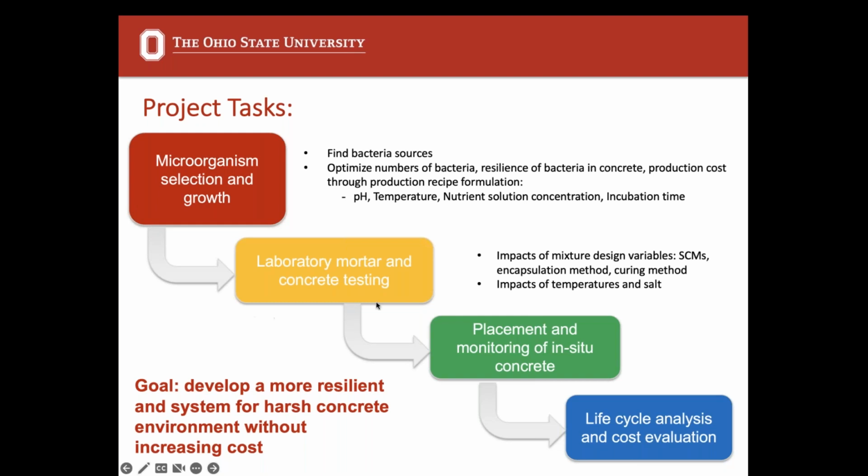We then took that to the concrete lab and cast mortars and concrete and evaluated the effect of different variables like use of fly ash, use of lightweight aggregate, how to cure the material, and the impact of environmental conditions like varying temperatures or salt application. We then placed a larger scale concrete installation, which I'll show you a picture of later, and then finally tried to assess the impact on life cycle costs and durability. The overall goal of this work is to develop a more resilient concrete system, something that can correct some of the inevitable concrete cracking that we experience, and just improve our durability through use of microorganisms.